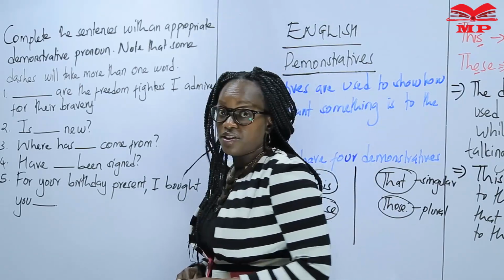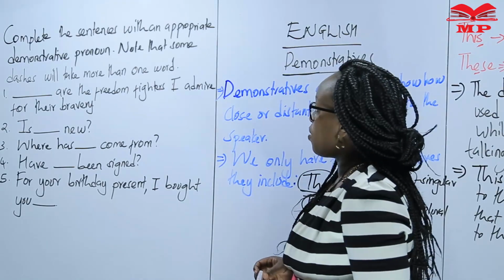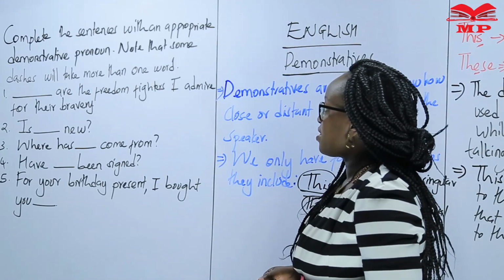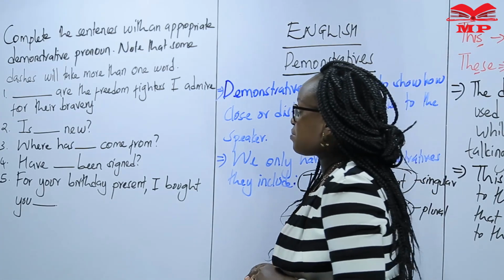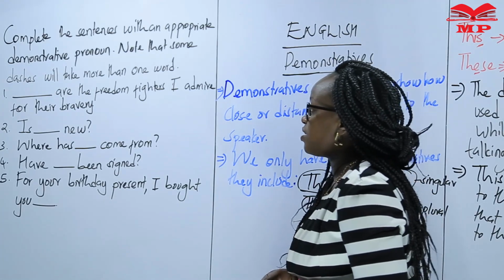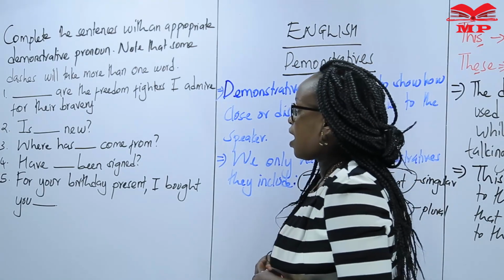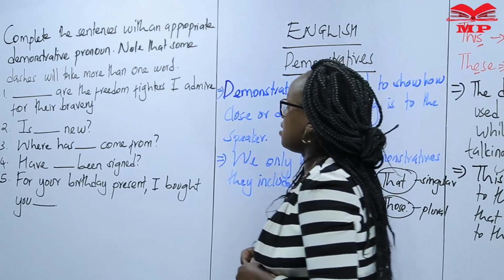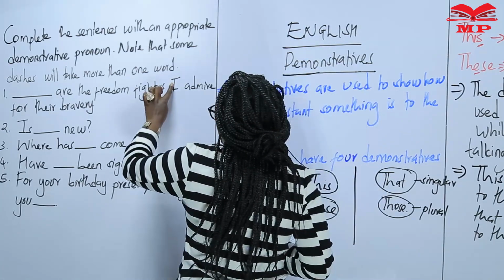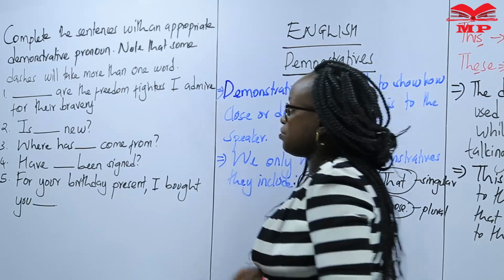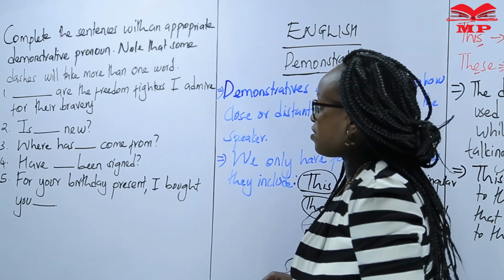I'll just read out the instructions so that you make sure you've written out the correct thing. Complete the sentences with an appropriate demonstrative pronoun. Note that some dashes will take more than one word. Sentence number 1, dash are the freedom fighters I admire for their bravery. So this is not there. So it should read, dash are the freedom fighters I admire for their bravery.